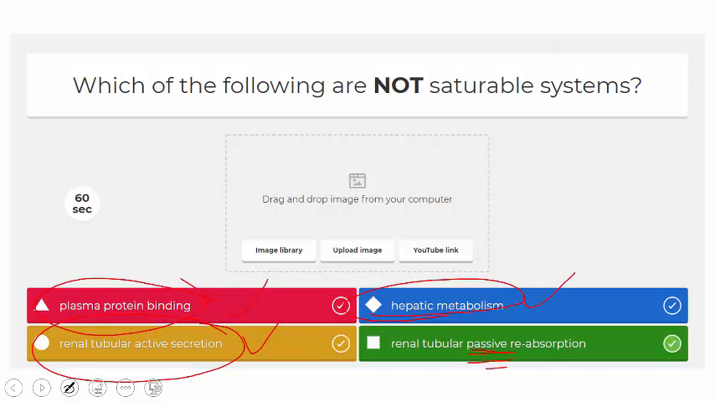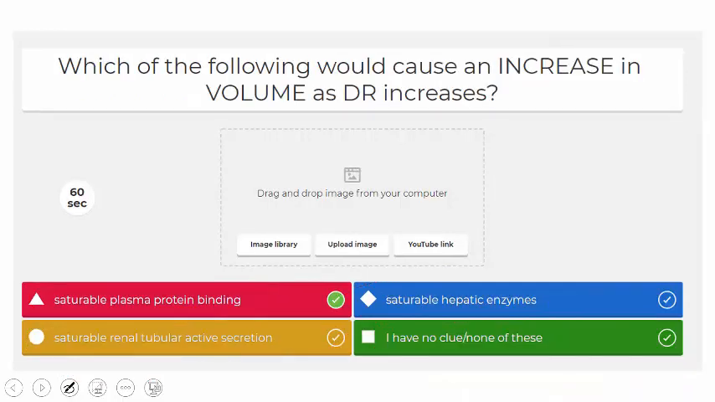How about passive, the important word being passive here, passive reabsorption? That is not saturable, right? Because it's passive reabsorption. It's really about, well, a lot of things, but this is not saturable. There's no carrier system. So the answer here is, sorry, I circled, this is the actual answer, is renal tubule reabsorption.